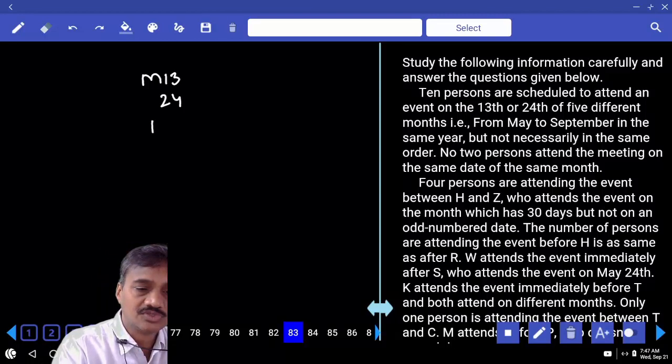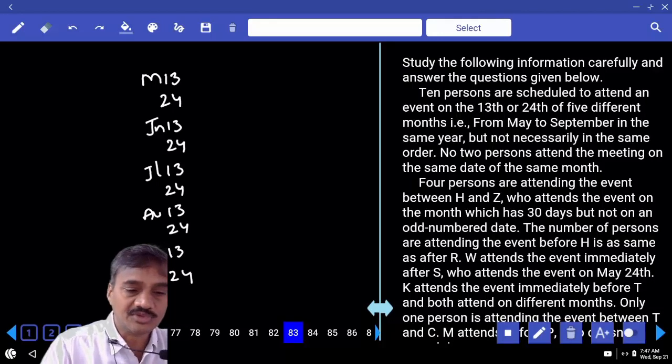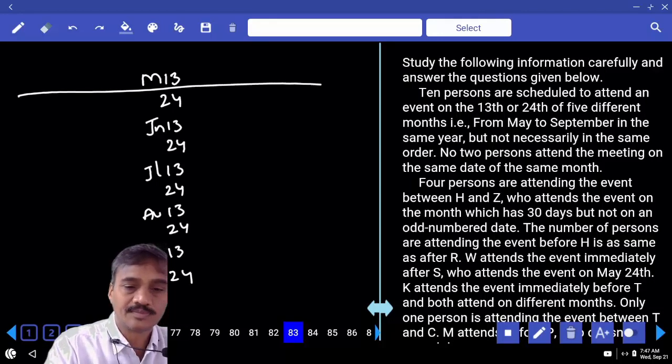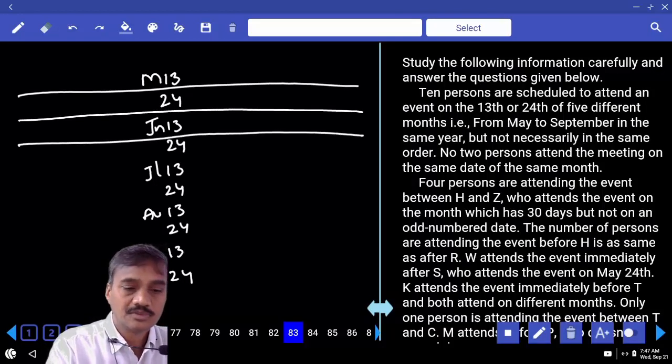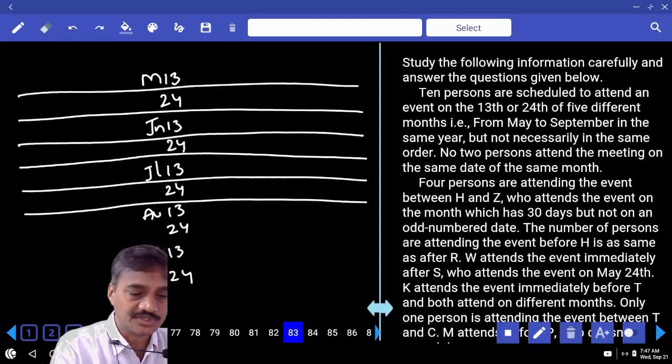And next one, June 13, June 24. Next July: July 13, July 24. May, June, July, August 13 and August 24. And next one, September 13, September 24. And how many were there all together? There are 10. May, June, July, August and September. Then according to condition number 1.